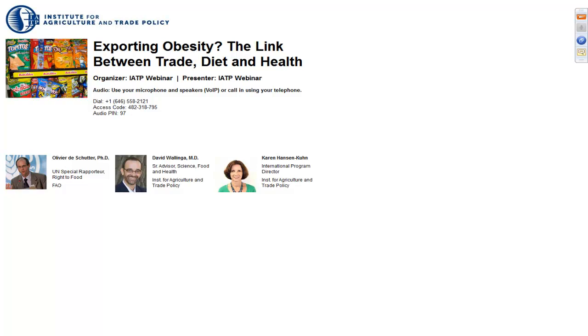Today, we're honored to have Professor Olivier de Schutter, the UN Special Rapporteur on the Right to Food. The right to food has three key elements: access to sufficient food, availability of food, which is both physical or economic, and adequacy of food, which is what we'll focus on primarily today. Professor de Schutter conducts missions to many countries to assess the implementation of the right to food and issues reports on various aspects of the right to food. Most recently, last month, he delivered a report to the UN Human Rights Council on issues of nutrition, obesity, and the right to food.